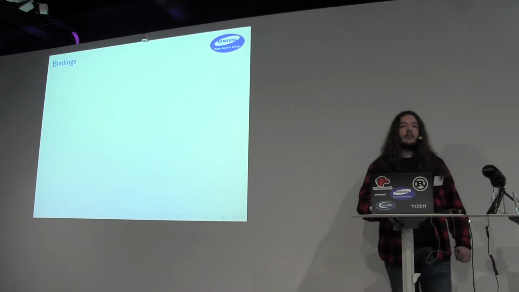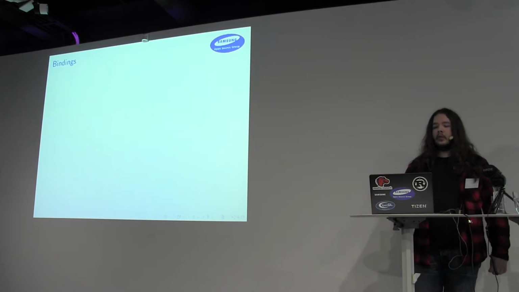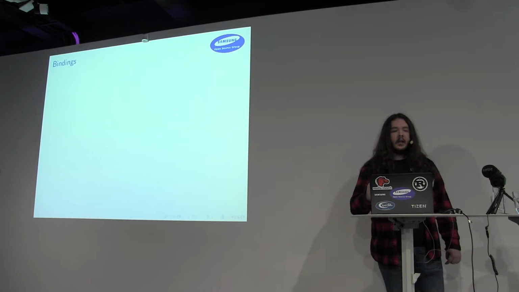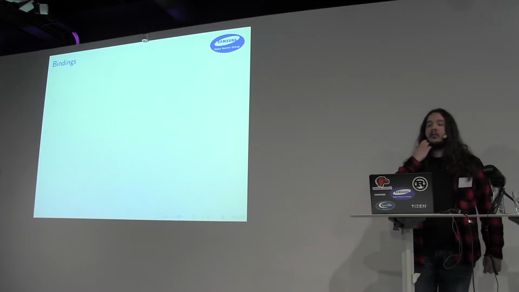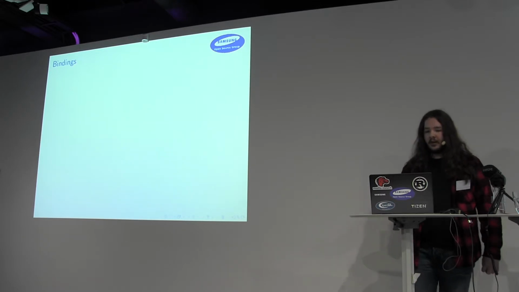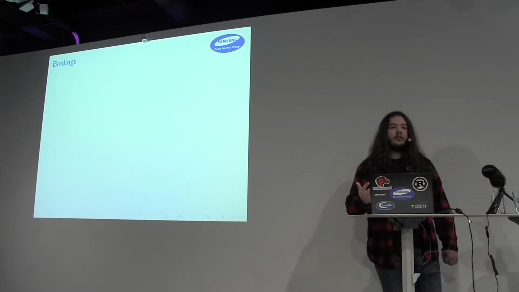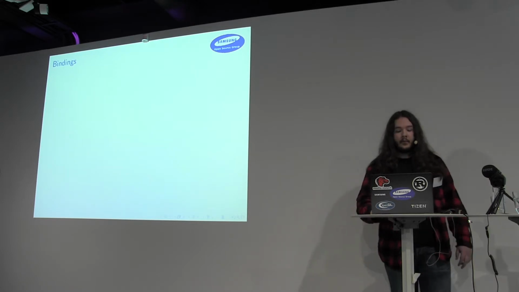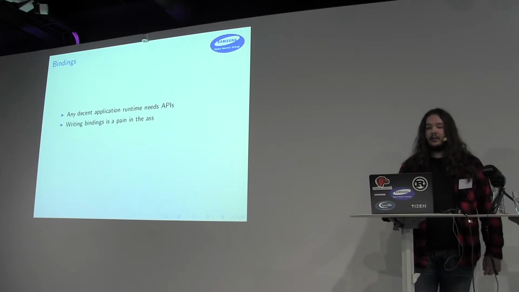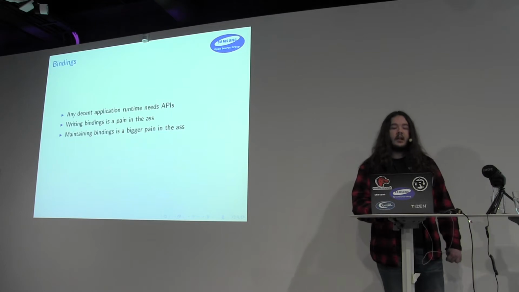Bindings. Bindings is obviously a huge issue with scripting languages. Many bindings in Lua suffer from a big problem where they get out of date because people forget to update them, and it's also hard to keep up with some upstream projects which keep introducing new APIs. So we need to deal with this somehow. A decent application runtime needs those APIs, and writing them is a huge pain, and maintaining them is a bigger pain.